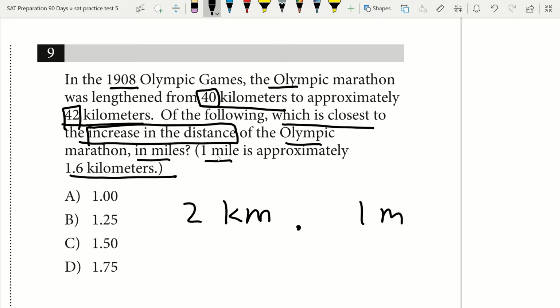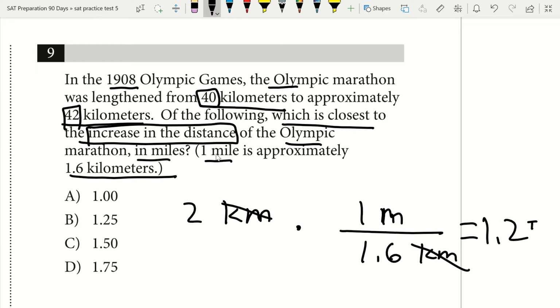So once again, we need kilometers on the bottom to cancel our units. So we'll put 1 mile on top. We have to divide by 1.6 kilometers to cancel kilometers and end with our units in miles. So we're going to have 2 over 1.6. I'll plug that into my calculator, and I see that I'm going to get 1.25 miles. So my correct answer will be 1.25, which will be answer choice B.